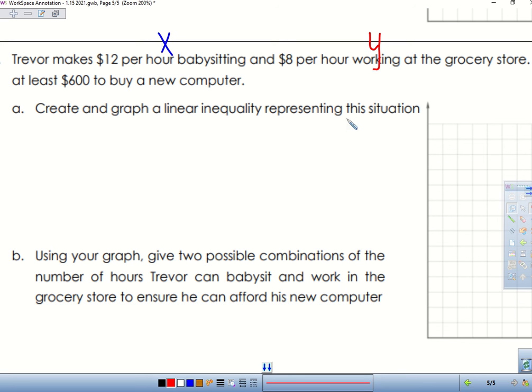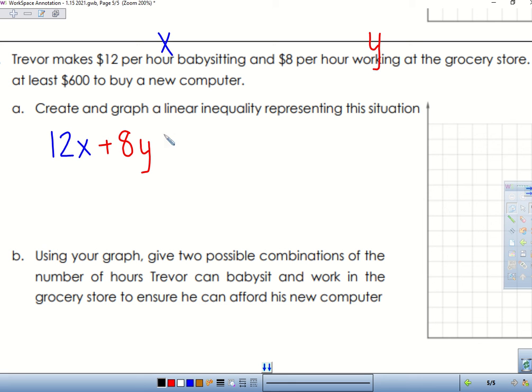12x plus 8y is greater than or equal to 600. Good, and basically that amount represents his total income, right? This is his total income right here. So if you work 2 jobs, like I do for example, I can find my total income by adding my 2 incomes together, the amount that I work and whatnot. So this is very realistic.